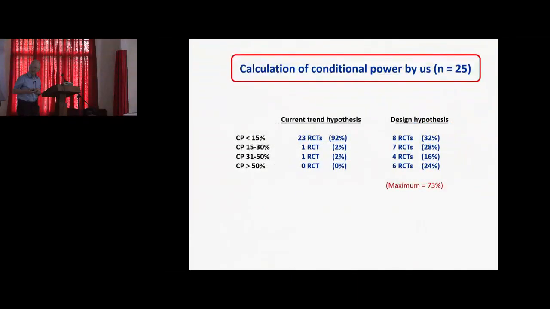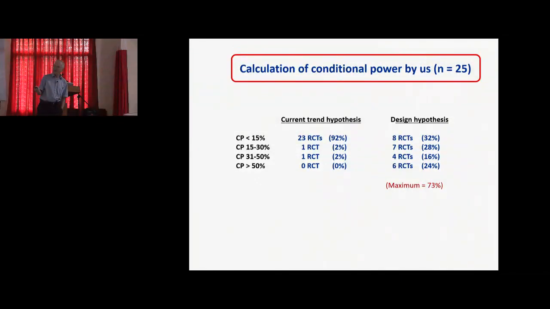So when we calculated conditional power ourselves, this is in the group of the 25 where we were able to do it. The big message here is that the conditional power depends very much on the hypothesis that you use. So if you use the current trend hypothesis, that is, you presume that everything's going to continue in the way you've seen it already, even though it's uncertain data, then most of these studies, more than 90%, have conditional power less than 15%, which was the threshold, remember? So it's a very low chance of a significant result. So on that basis, they were right to stop, right? If the conditional power is really low like that, then they were probably right to stop.